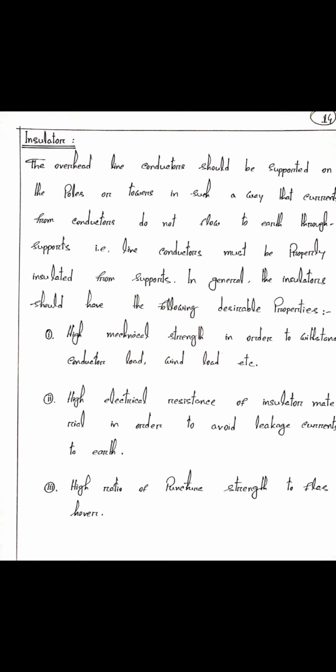Insulator. The overhead line conductors should be supported on the poles or towers in such a way that current from the conductor does not flow to earth. Therefore, the line conductors must be properly insulated from the supports. In general, insulators should have the following properties: high mechanical strength in order to withstand conductor load, wind load, etc. High electrical resistance of insulator material in order to avoid leakage current. A high ratio of puncture strength to flashover.